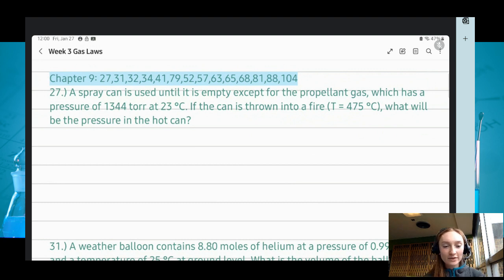Welcome everyone to week 3. We will be going over gas laws this week, and we're going to be going over chapter 9 of the textbook.